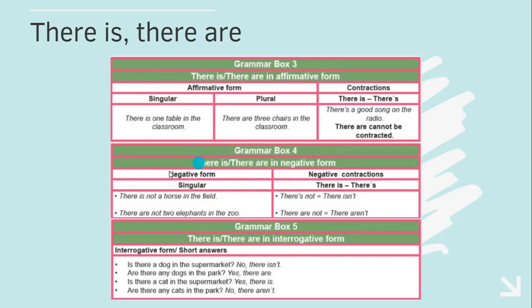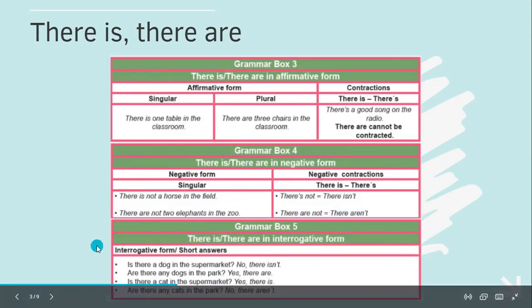And then the negative form, the only thing that changes here is that we add not after there is or there are, okay? There is not a horse in the field and there are not 2 elephants in the zoo. And then again, here we have the contraction for there's. There's not or there isn't. And here we have there are not that could be contracted to there aren't.